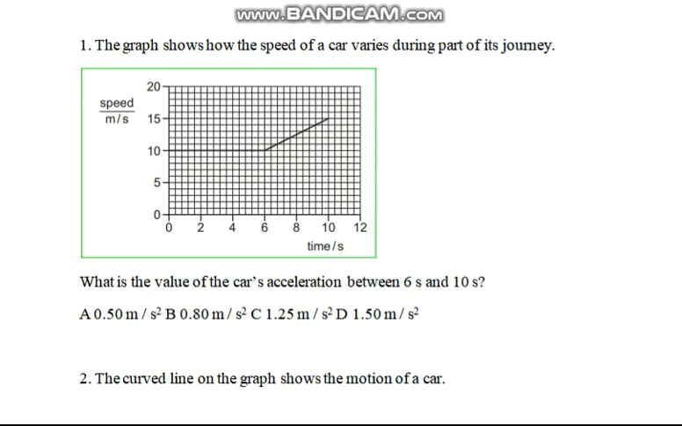A practice of some graph-based questions for the upcoming IGCSE exams. Question number 1. The graph shows how the speed of a car varies during part of its journey.